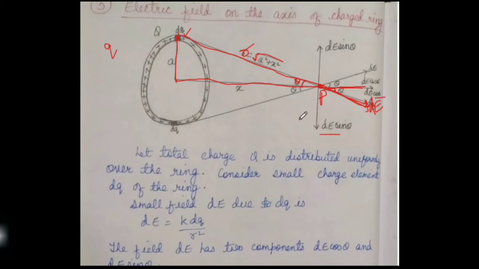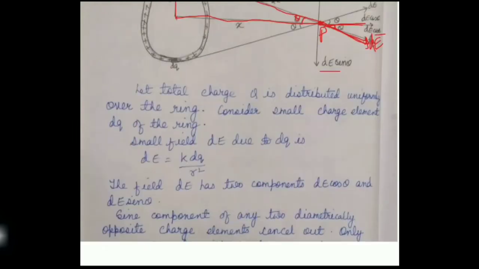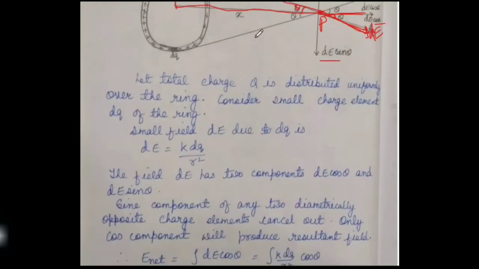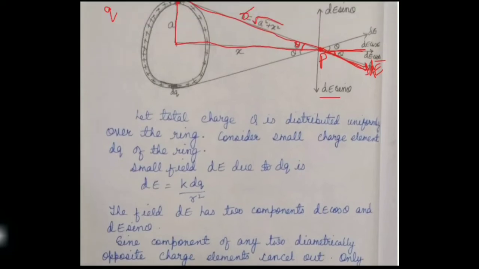Again you take another charge element opposite to this one, right? Diametrically opposite charge element you take. Suppose first charge element you have taken this one, so you take this charge which is present diametrically opposite. This charge element also has an electric field at this point and this is in this direction dE, right? If this one is theta, then this angle is also theta. So this has two components, this becomes dE cos theta and this one is dE sin theta.